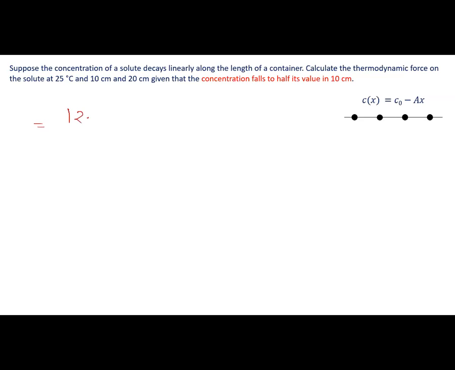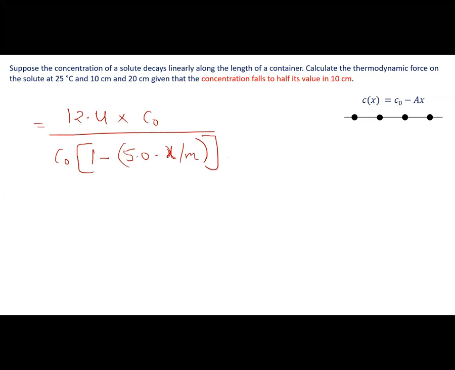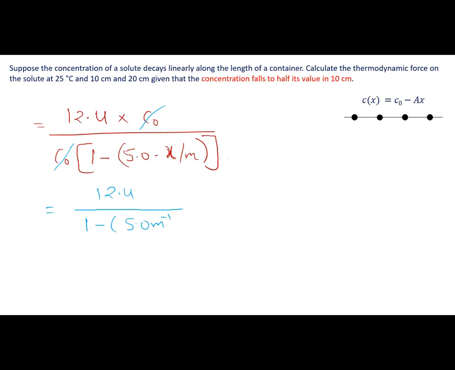So the entire numerator becomes 12.4 times C naught divided by, I can take the C naught common in the denominator so that it becomes 1 minus 5.0 times X. So we need to input X value in terms of meters. So this X and one C naught, the other C naught gets cancelled. So the final equation is going to be 12.4 divided by 1 minus 5.0 per meter times X, which we have to input in terms of meters again.